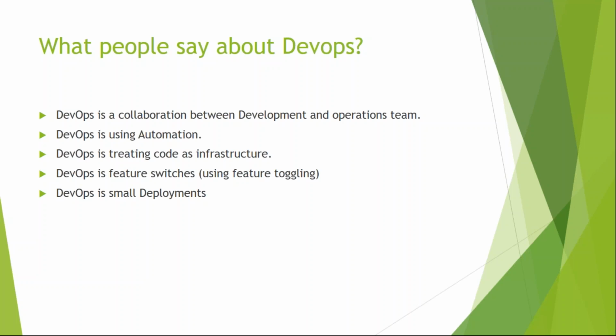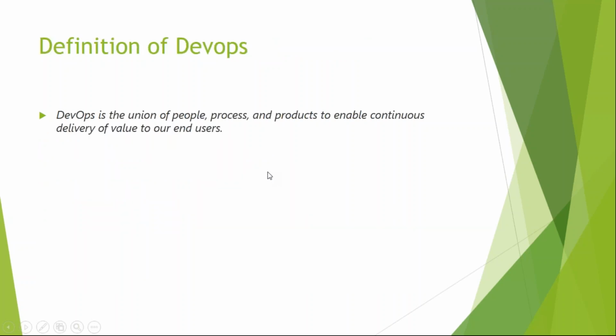So what is actually this DevOps? DevOps is all of these things. All these bits and pieces which you see here, which is mentioned here, are true about DevOps. Okay. If we move on to one of the definitions for our understanding, DevOps is the union of people, processes, and products to enable continuous delivery of value to end user.